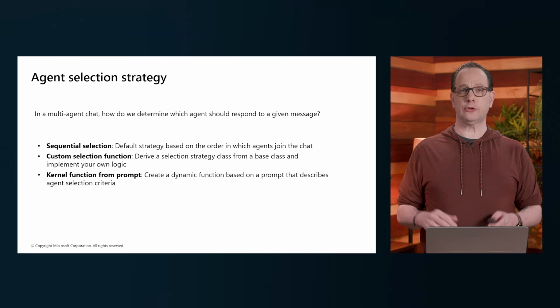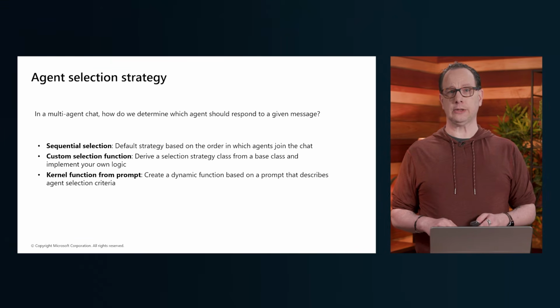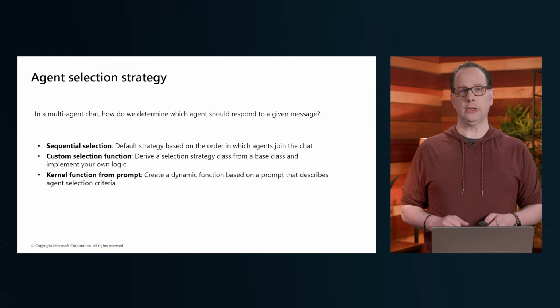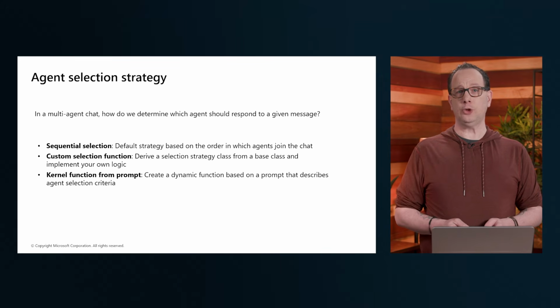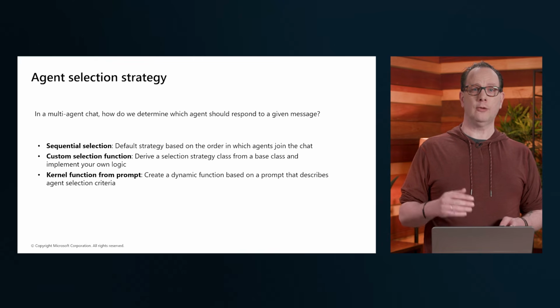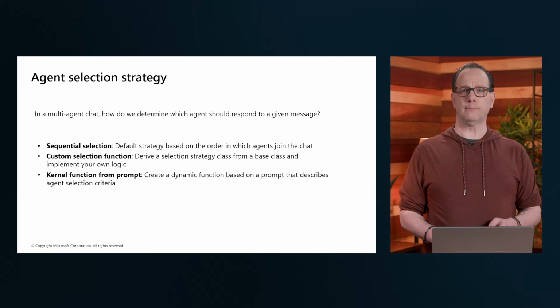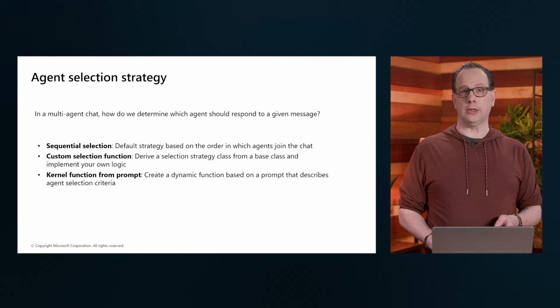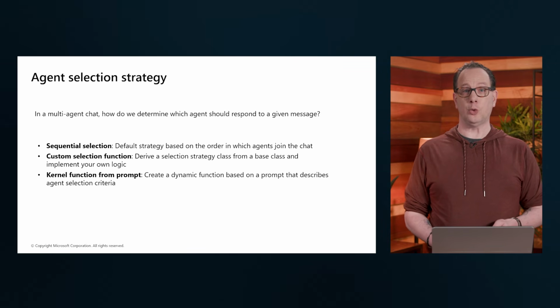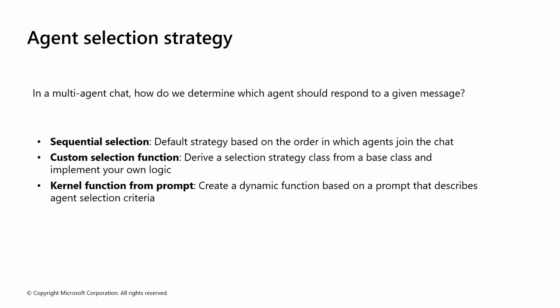And then we also have the selection strategy base class. This base class contains an overridable select agent method where you can define custom logic for selecting the next agent. The return value must be another agent that is already present in the group chat. And then once you decide on your selection strategy, you can assign it to the selection strategy parameter of your agent group chat object.